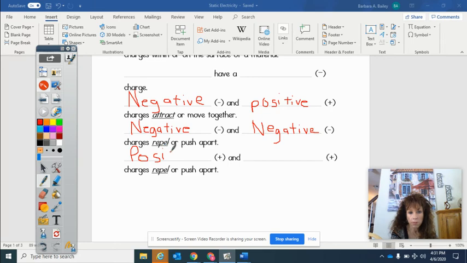P-O-S-I. So have you ever heard that saying, opposites attract? Well, just use that to remember this, that negative and positive attract or move together. But if they're the same, negative and negative, they repel. Positive and positive also repel or push apart.